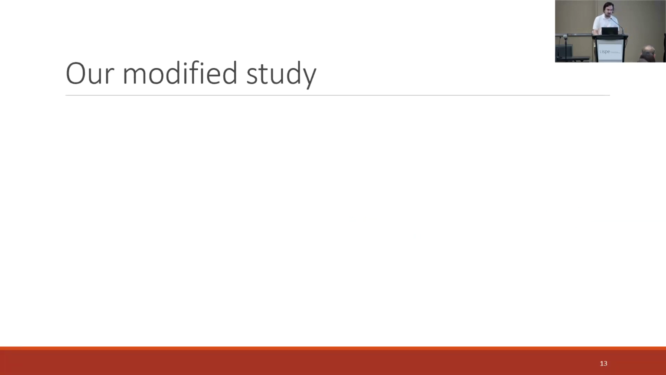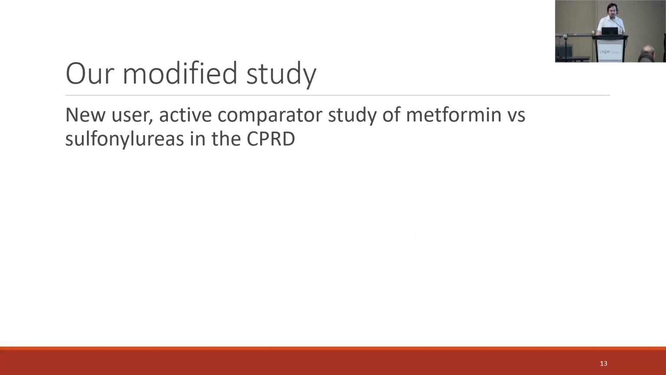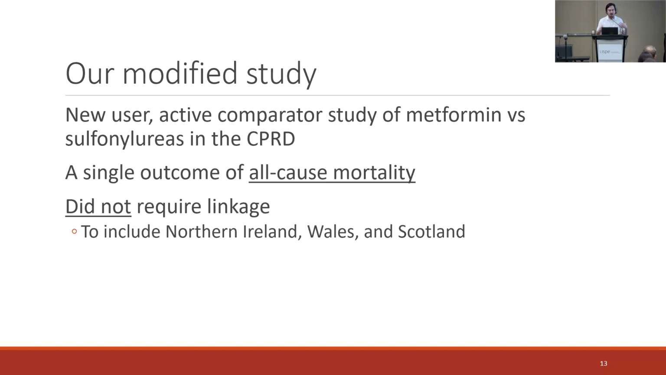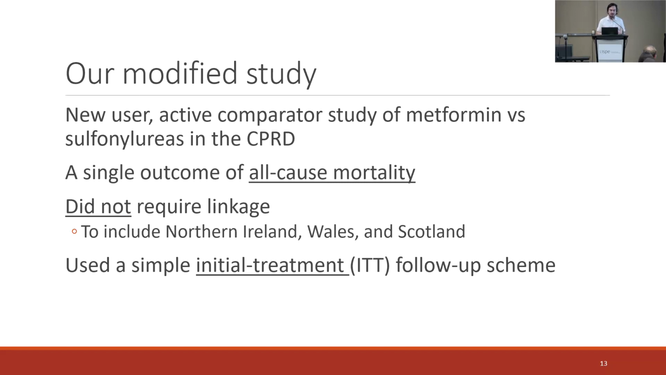So we modified this study a little bit. It's the same general idea. It's still a new user active comparator study of starting metformin versus starting sulfonylureas, but we're only looking at one outcome for the purposes of this kind of work, and that's all-cause mortality. And we did not require a linkage, and this lets us include some additional regions that are more heterogeneous that weren't going to participate in that original study. And we also used a very simple initial treatment follow-up scheme, again, for the purposes of just showing you some good pictures that are informative. If you wanted to actually answer this question, you would use methods that used all of the data at once.